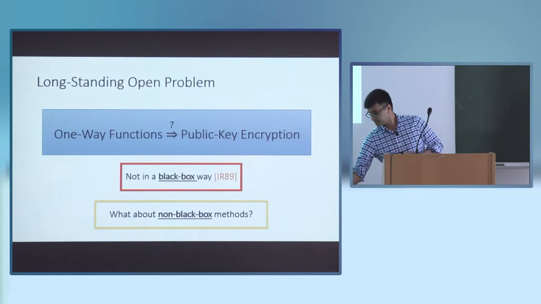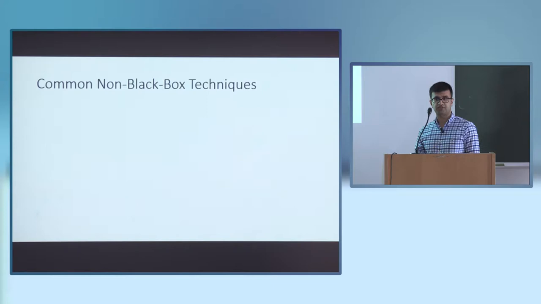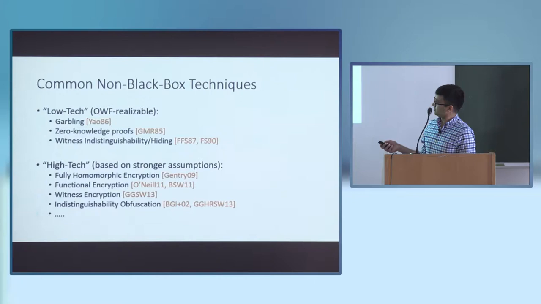Okay, so in order to get a sense of this question, let's look at the set of common non-black box techniques that are typically used in crypto. These techniques can be roughly split into two categories. The first category that I call low tech contains techniques that can essentially be realized using one-way functions, like garbling, zero-knowledge proofs, witness indistinguishability, and so on. The second category, that I call high-tech, contains techniques that require heavy hammers, like fully homomorphic encryption, IO, and so on.